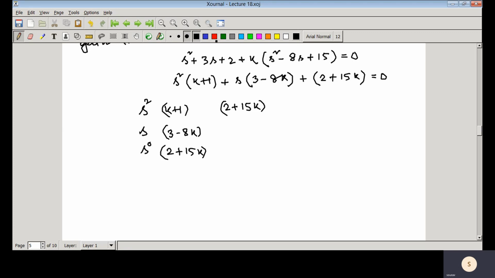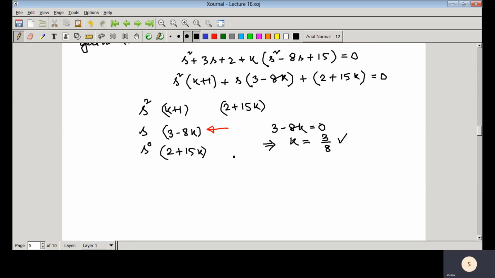So this particular row would be equal to 0. Then what would be the value of k? That is, 3 minus 8k would be equal to 0. So k equals 3 by 8. That means at the value of 3 by 8, both the roots would be on the imaginary axis.